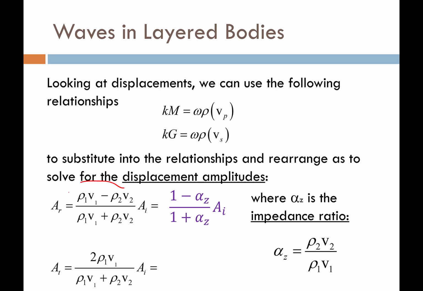So I can take this relationship here and simplify it into this equation, where now if I know the incident wave amplitude and I know the dynamic properties of my two materials in my rod, I can predict what the amplitude of the reflected wave is going to be. Similarly, I can predict what the amplitude of the transmitted displacement wave is going to be in my rod. And it's simply equal to this ratio right here.